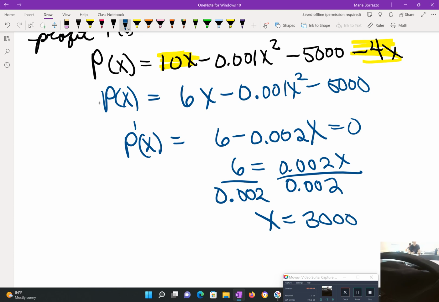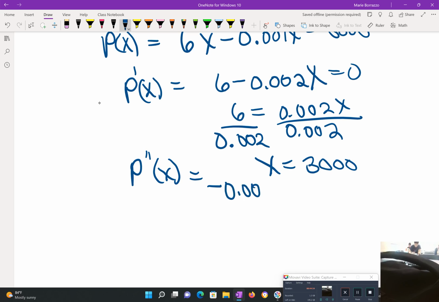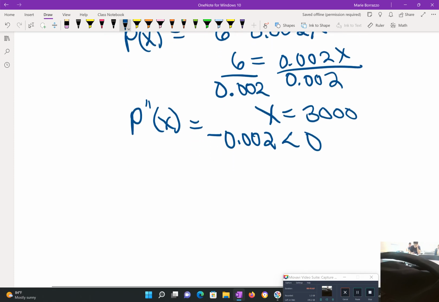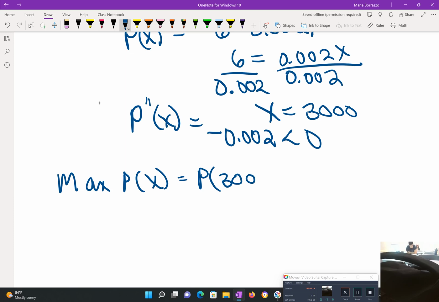That's your first derivative. If I take the second derivative, look what's going to happen. It's not going to be a surprise. You're going to get a negative 0.002, which is less than 0. So based on that second derivative, we see clearly that the maximum profit, the maximum P of x, is when we look at P of 3,000, which when we substitute results in 4,000.